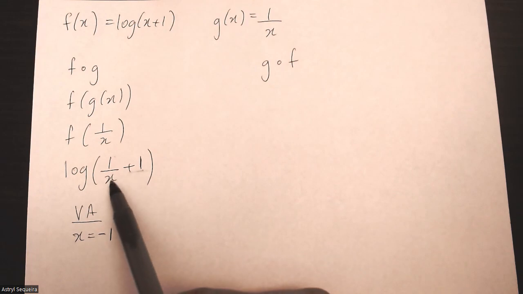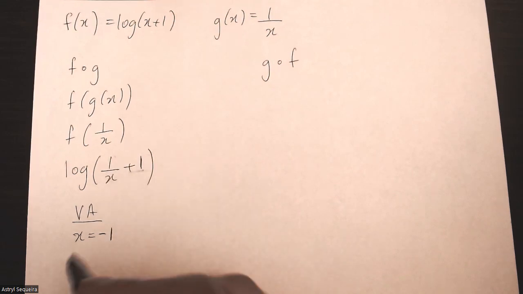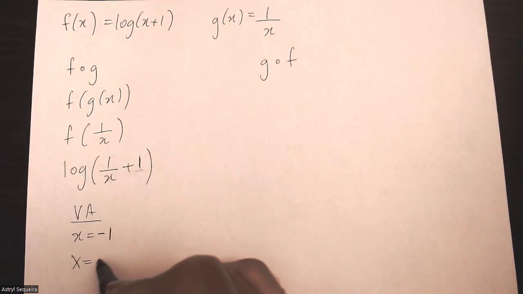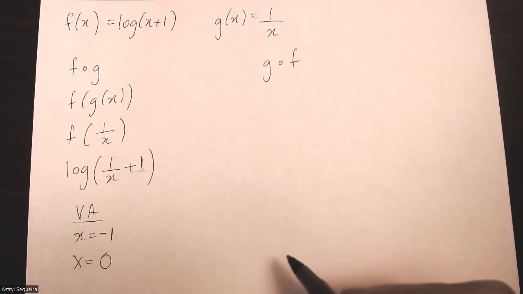And we're also going to have another vertical asymptote because we cannot have 0 in the denominator of a reciprocal function, which means we have a second vertical asymptote at x equals 0.